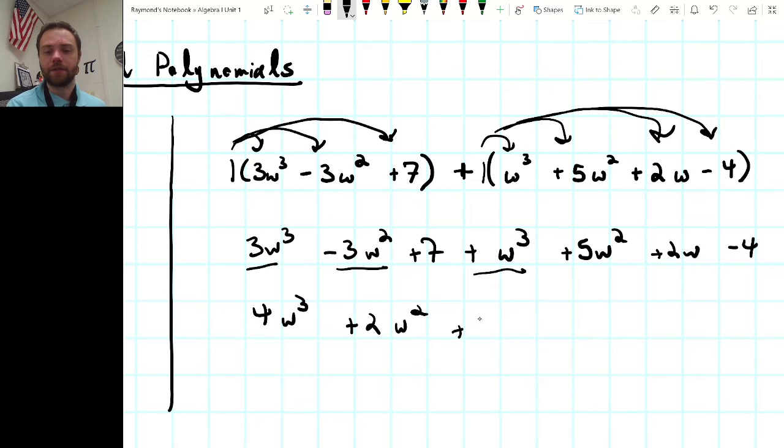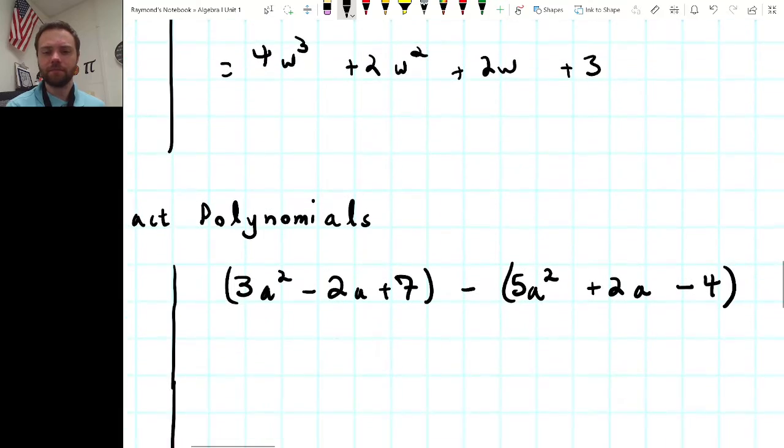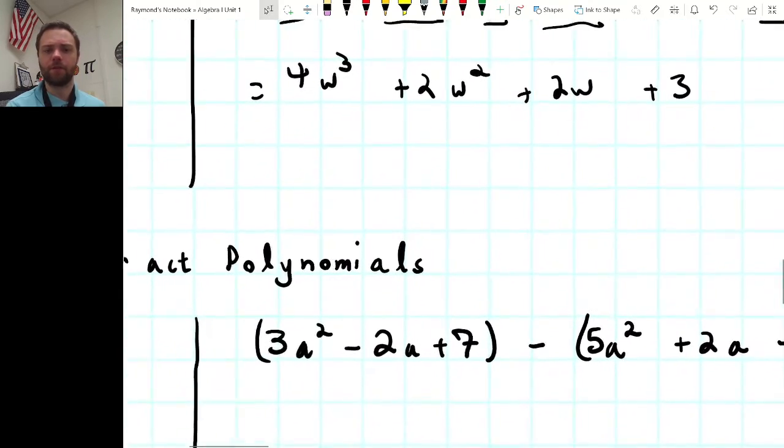Then I've got plus 2w. So 2w is the term that doesn't have anything with it. So there's no other linear terms or w to the first terms. So I'm just going to bring him down. And then 7 minus 4 is going to be 3. And once I've collected all like terms, that is it. That is all I have to do. So I've added all these polynomials, and I'm finished, so I'm good to go.